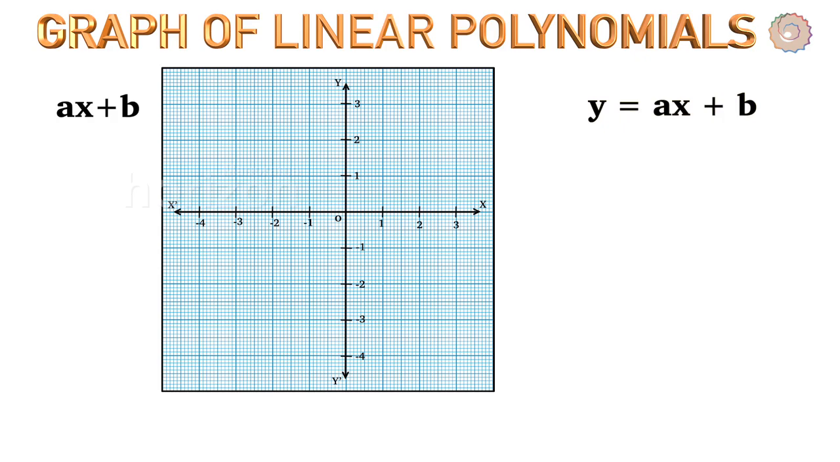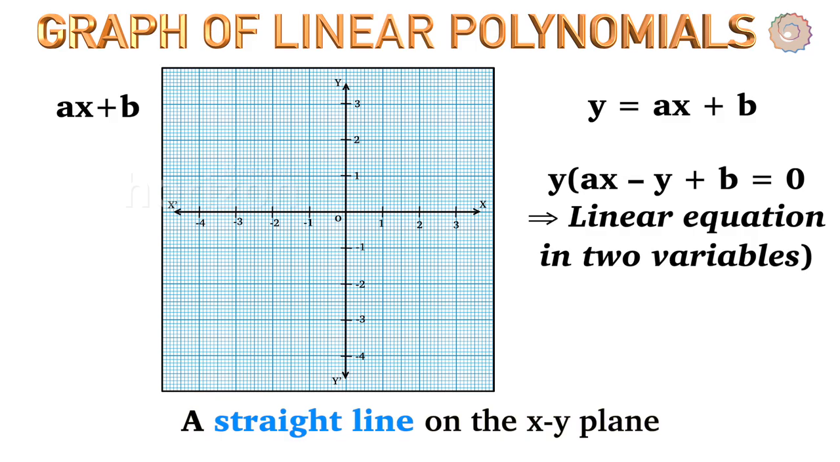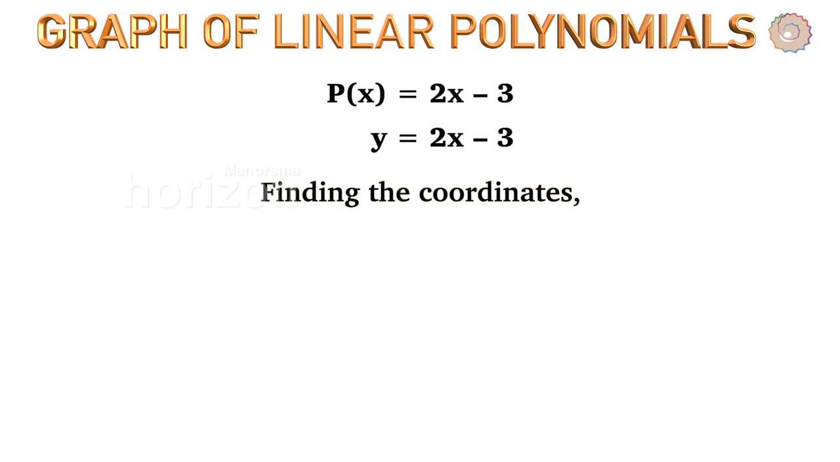Now, have you noticed that this equation is a linear equation in two variables x and y? So, the graph of this equation will be a straight line on the xy plane. Let's try this with an example. Consider the linear polynomial 2x - 3, which is equated to y to get its graph. Now let's find two of the infinite number of solutions to get the coordinates.